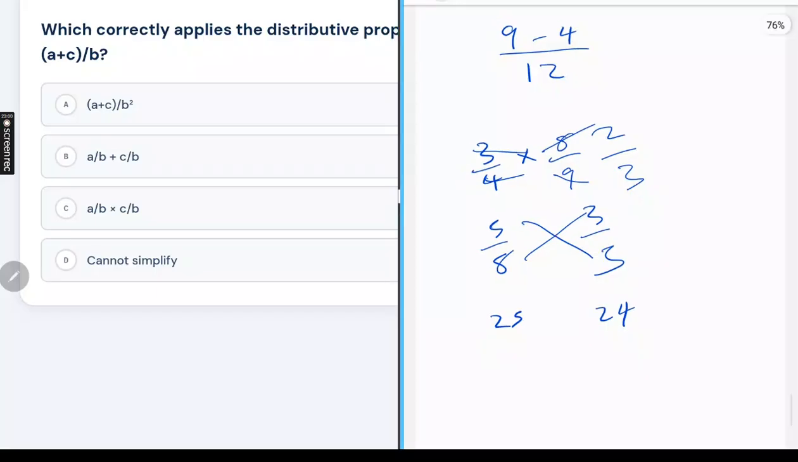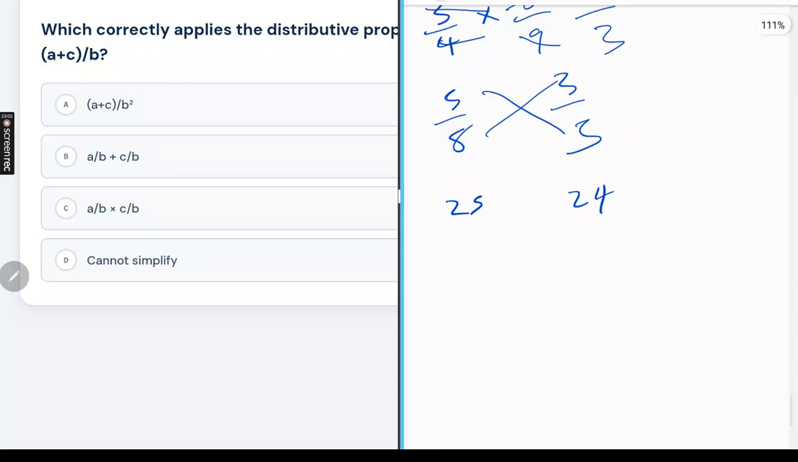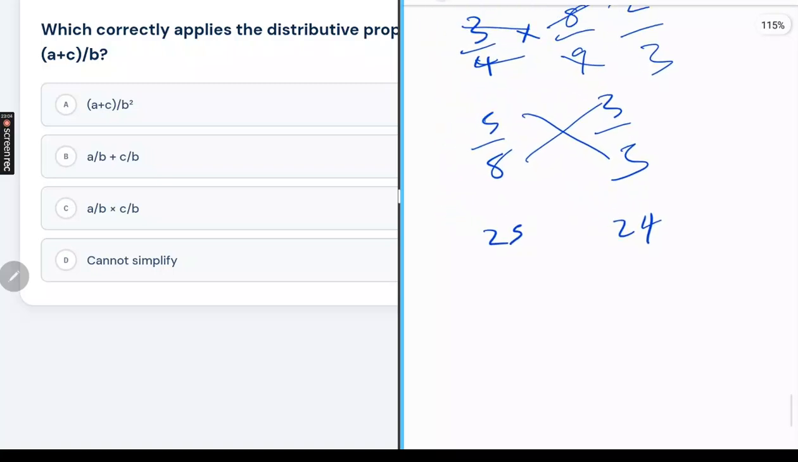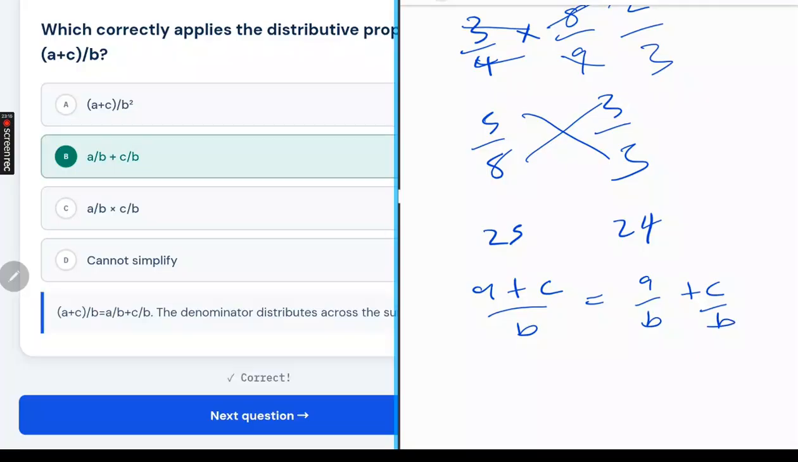Which correctly applies the distributive property? Remember the distributive property. What gave rise to this? Of course, A over B plus C over B.